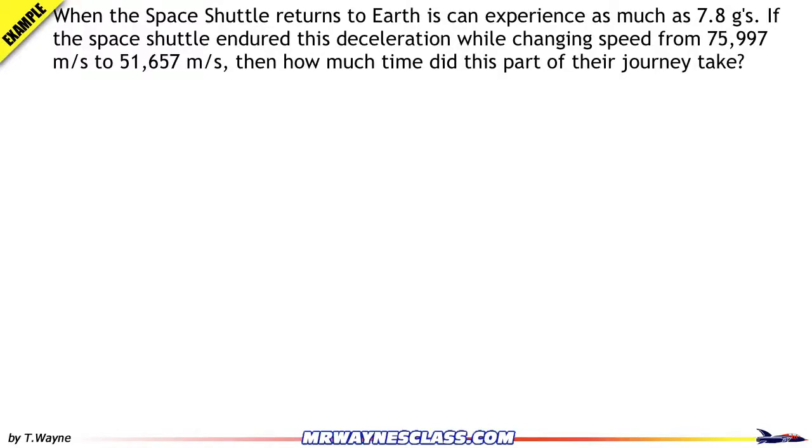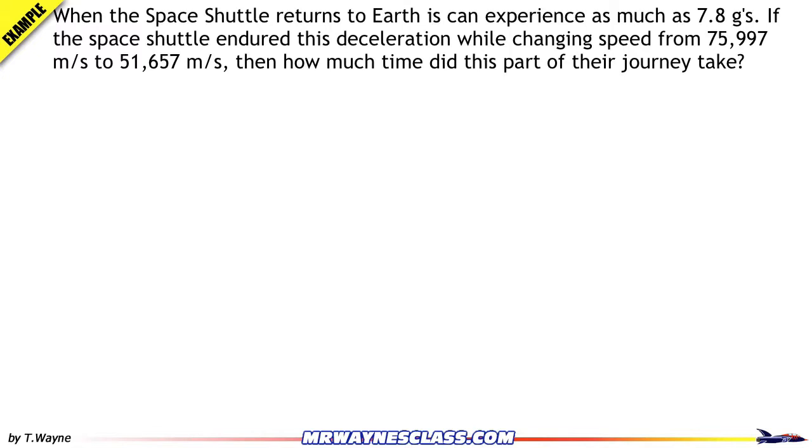This video is going to show you the solution to one of the example problems in kinematics. When the space shuttle returns to Earth, it can experience as much as 7.8 Gs. If the space shuttle endured this acceleration while changing from 75,997 meters per second to 51,657 meters per second, then how much time did this part of the journey take?